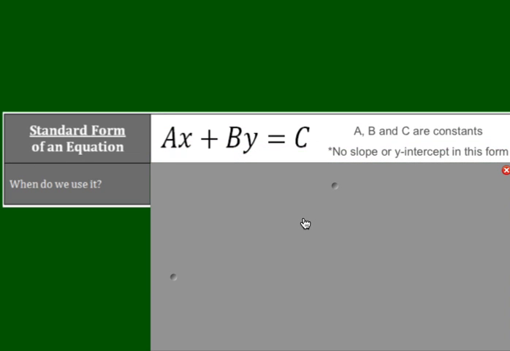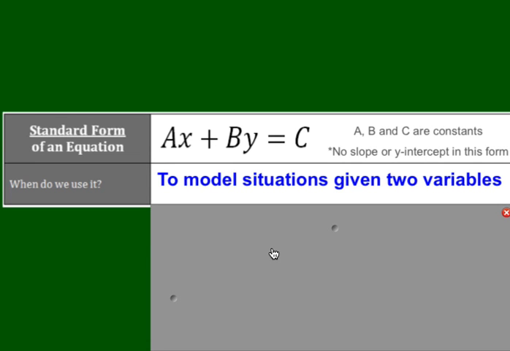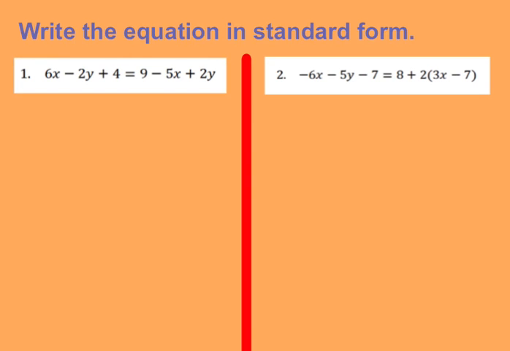For standard form, you are going to have ax plus by is equal to c. Now a lot of students confuse standard form with slope-intercept form because they're both quote-unquote standard. You need to make sure you separate those out because we use slope-intercept to graph so much. But standard form is actually used more to model situations when you are given two variables. So let's take a look at what that's going to look like.